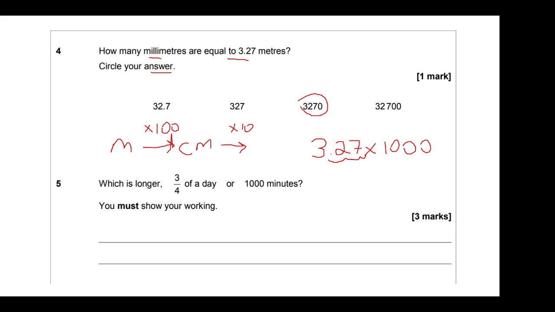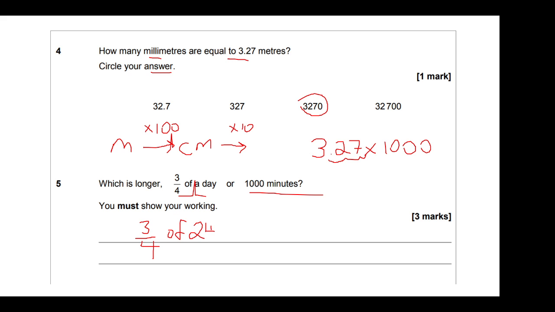Question number 5. Which is longer, 3/4 of a day or 1,000 minutes? You must show your workings. Again, let's convert it so it's in the same measurement. One day is 24 hours. So I'm going to do 3/4 of 24 hours.